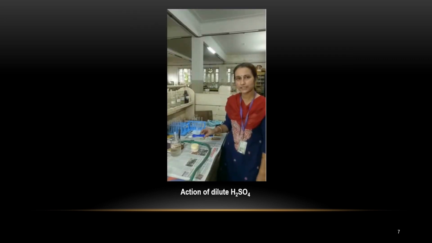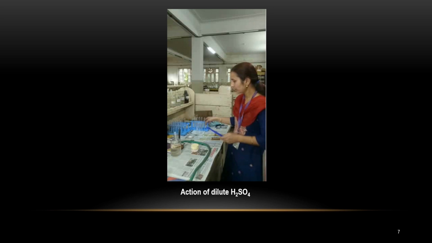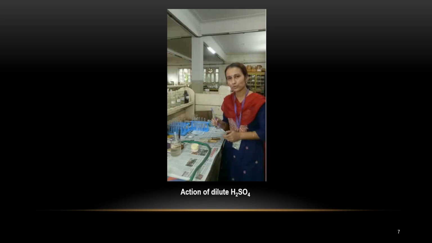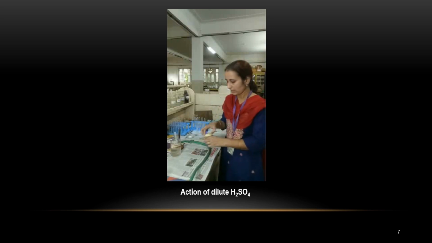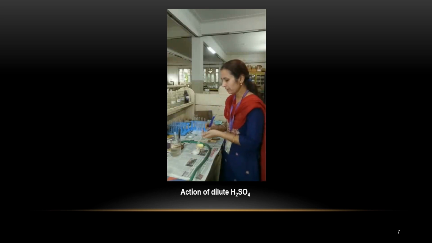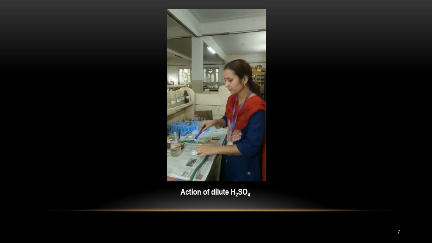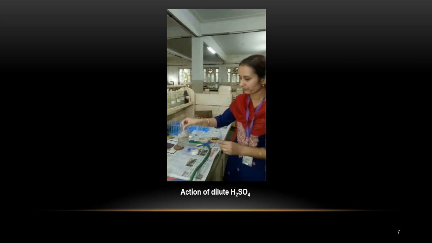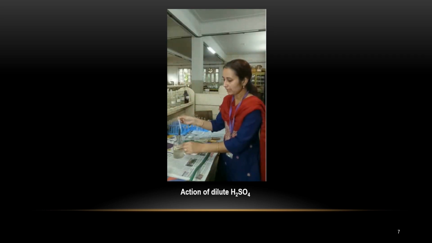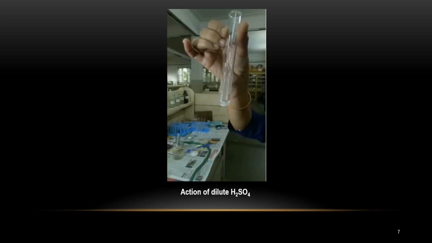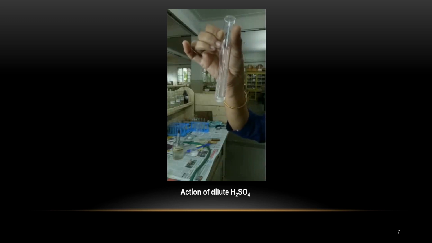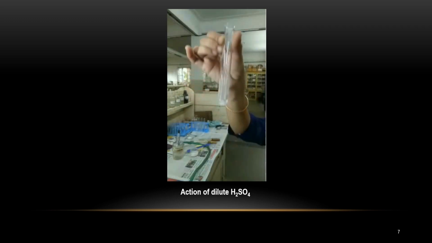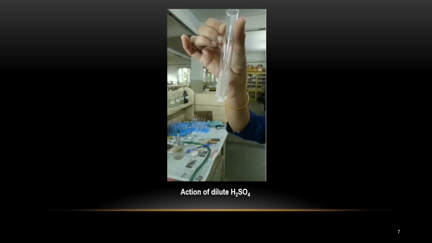For the dry test of acidic radicals, we require a test tube with test tube stand, test tube holder, glass rod, spatula and our unknown sample. Take a small quantity of sample in a test tube and then add dilute H2SO4. After adding H2SO4, if some gas is evolved, that is brisk effervescence, then carbonate may be present. If there is a rotten egg-like smell, then sulfide is present.